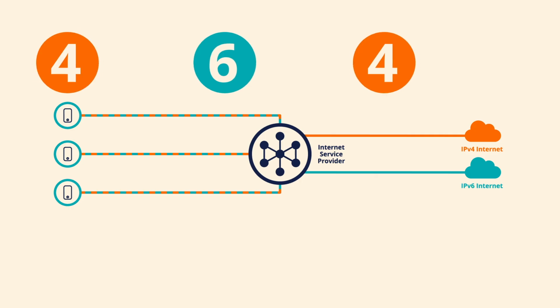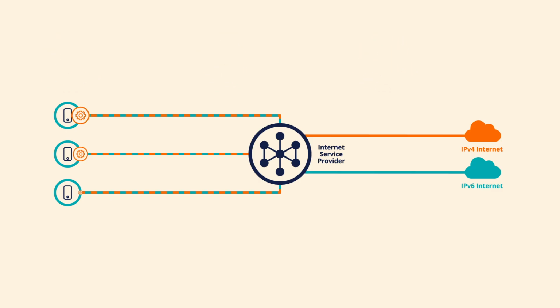464 represents the journey from IPv4 to IPv6 and back to IPv4. It combines stateless translation at the customer edge with stateful translation in the provider network. This enables transparent IPv4 connectivity without tunneling overhead.